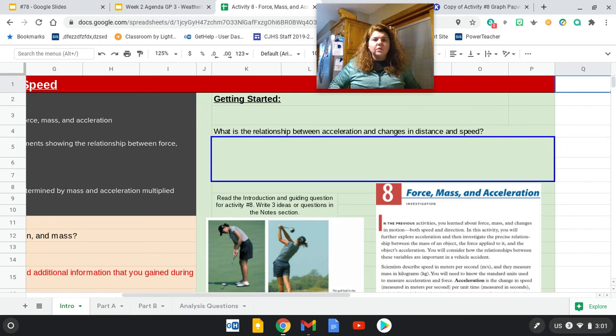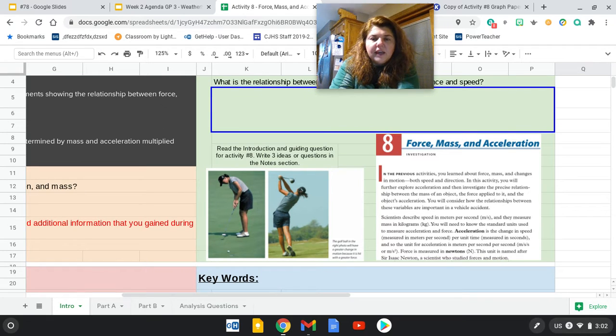Okay, so hopefully you have your definition written down. The next thing is we are going to read the intro here. I did set books out on your desk, so please feel free to use the hardcover book if it is easier for you to read that. Activity 8 is found on page 33. So either open that book or follow along here.